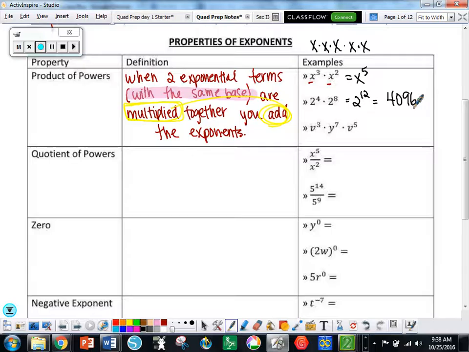Now in this one I've got two different variables, right? You only add the exponent if it has the same base. So these have the same base, right? I kind of like to go alphabetical, so v to the 8th, y to the 7th, but that would be the same answer, y to the 7th, v to the 8th. It's all about that base stuff.